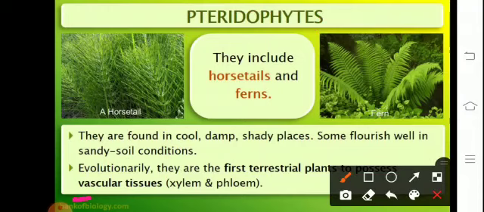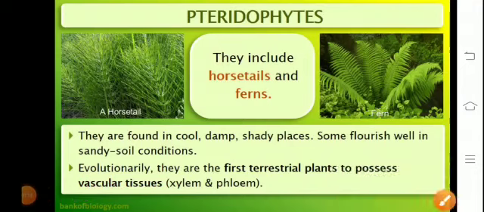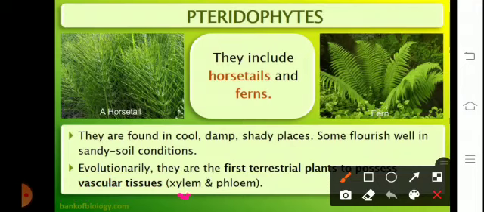They have the vascular tissue, that is the conducting element, which is referred to as the xylem and the phloem. Xylem is required for the transportation of water and minerals. Phloem is required for the movement of food from leaves to the other parts of the plant body. They include the horsetails and the ferns.